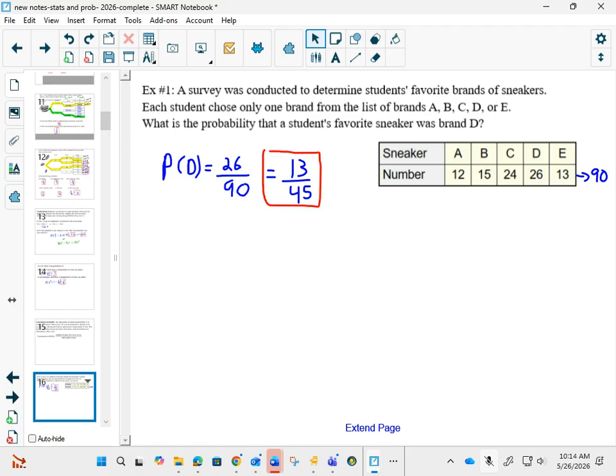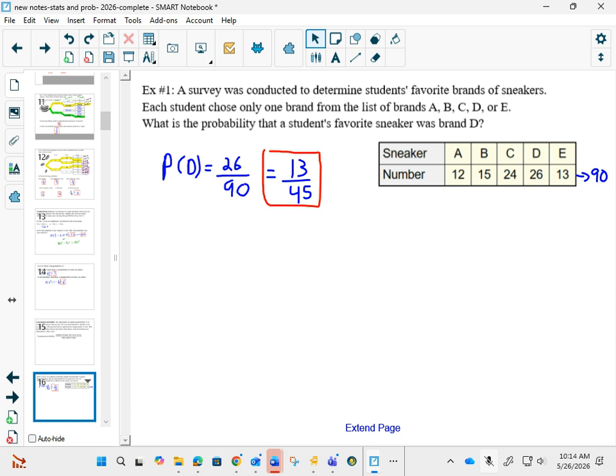Statistics and probability like this is really important because they use it in marketing all the time. They try to figure out what you are going to like. And if you like something more than something else, they'll make more of that one because then they can sell more of that one. So statistics and probability are very important that way.